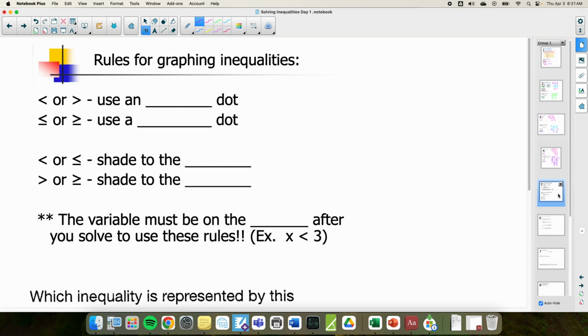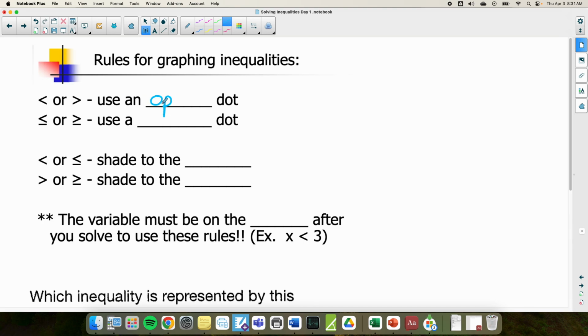Here, what we're going to talk about next is how do we graph these, okay? Because that's going to be another thing that's on the quiz. And if you guys remember from last year when you were in algebra, if you ever have to graph on a number line and your sign is less than or greater than only, you're going to put an open dot there, okay? If your sign is less than or equal to or greater than or equal to, we're going to put a closed dot, okay?